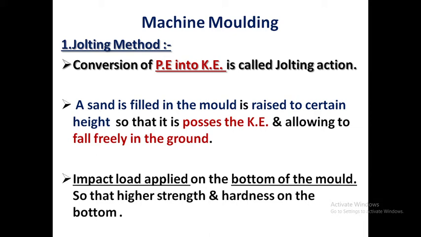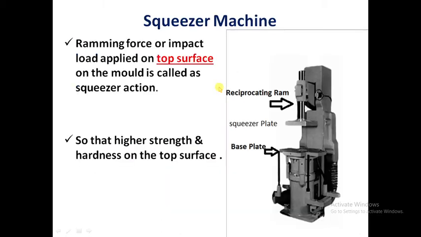So the kinetic energy of the sand produces optimum packing around the pattern. This jolting machine can be used on the first half of a match plate pattern or on both halves of a cope and drag operation. Here you can see the impact load applied on the bottom of the mold, so that there is higher strength and hardness on the bottom. Okay, so this is jolting.